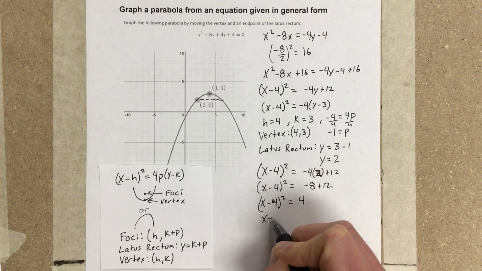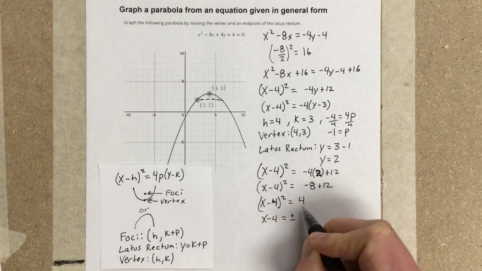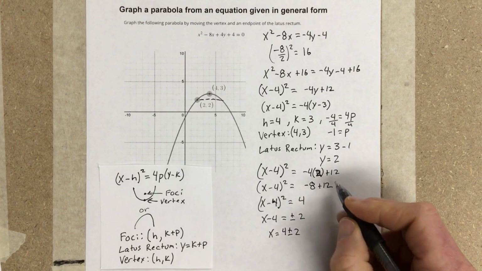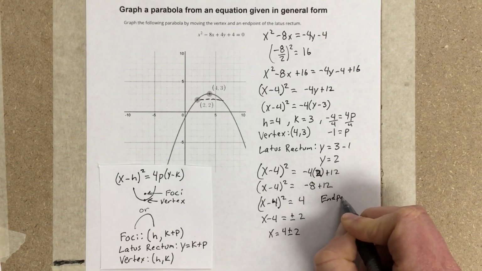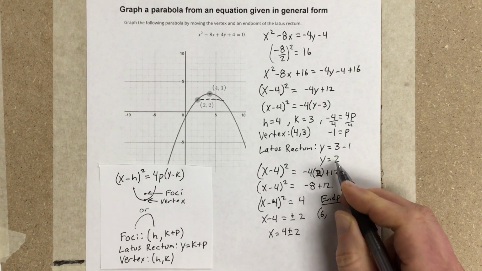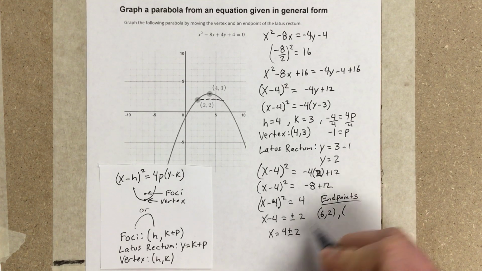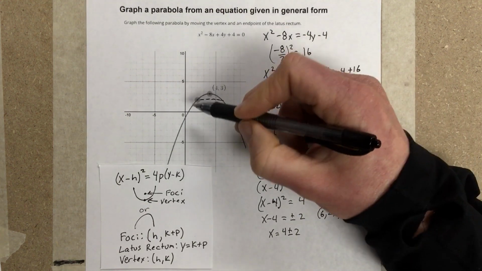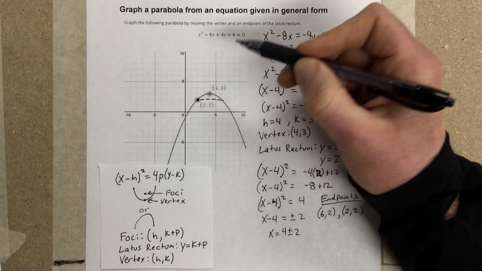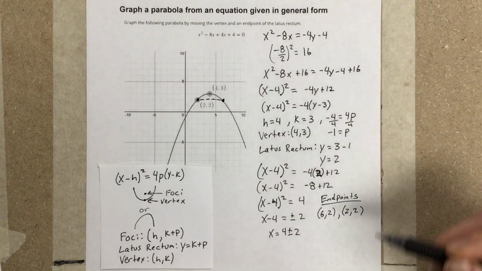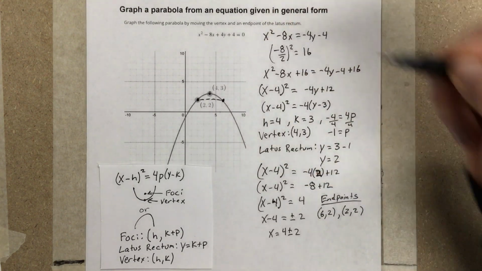Square root each side, I get x minus 4 is equal to plus or minus the square root of 4, which is 2. So then we're going to add the 4 over. We get x is equal to 4 plus and minus 2. So my endpoints for the latus rectum would be 4 plus 2, which is 6, comma, the y value, which is 2, and then 4 minus 2, which is 2, comma, the y value, which is 2. So if I go to (2, 2), I'd have one of the endpoints for the latus rectum. And if I go to (6, 2), I have the other endpoint. And now I have the vertex and those two points, and I can graph the parabola.